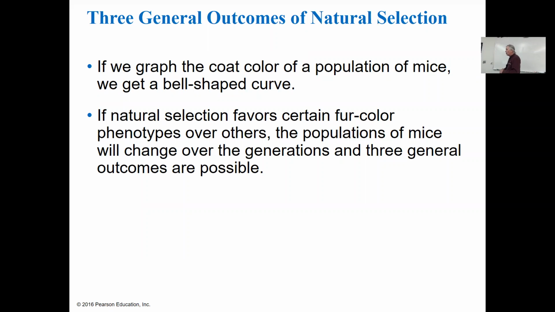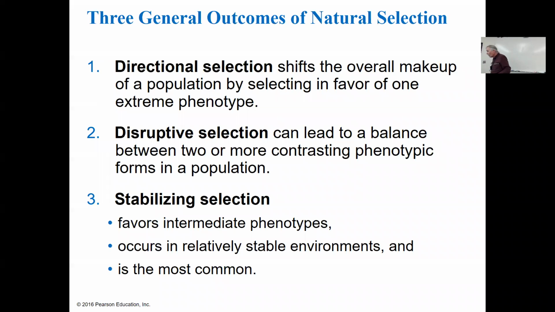So if we graph the color code of a population of mice, we get a bell-shaped curve. If natural selection favors certain fur color phenotypes over others, the population of mice will change over the generations, and 3 general outcomes are possible. Okay, so you have a bell-shaped curve of phenotypes.